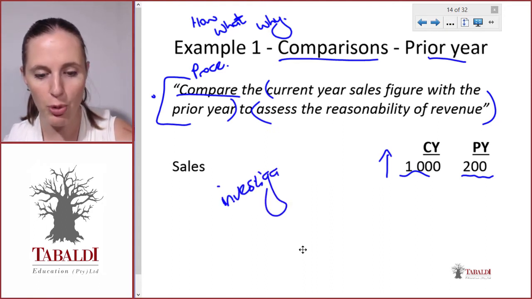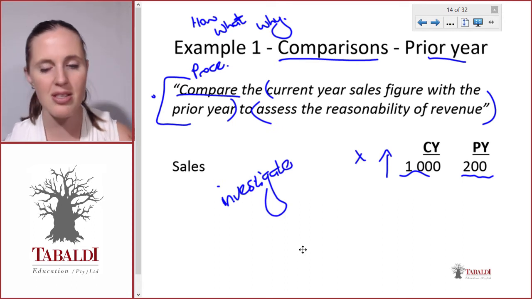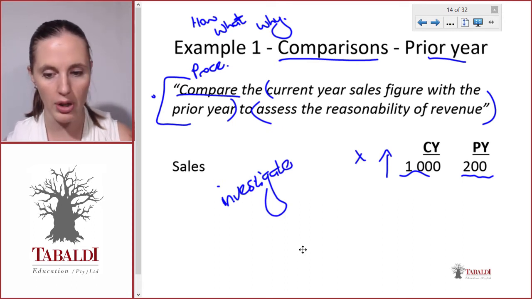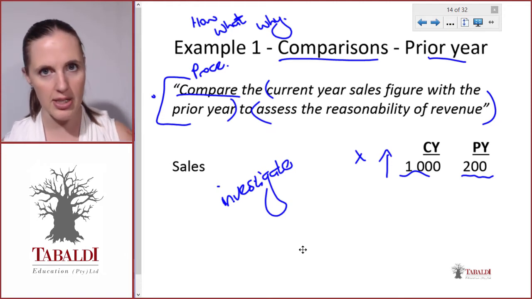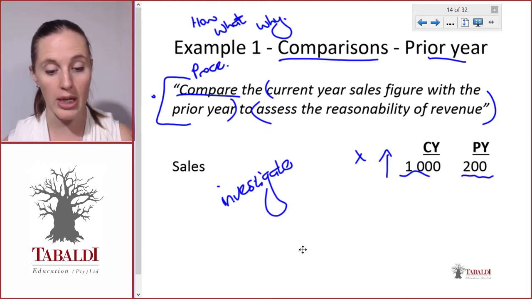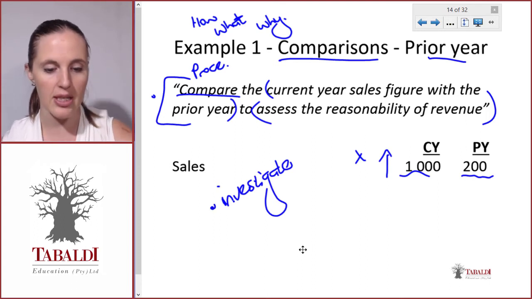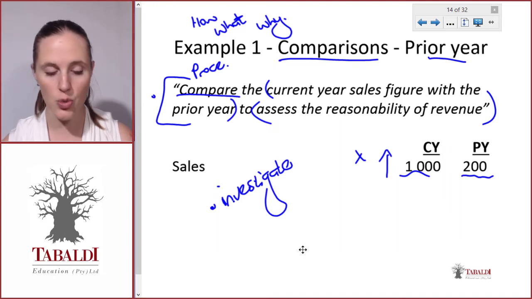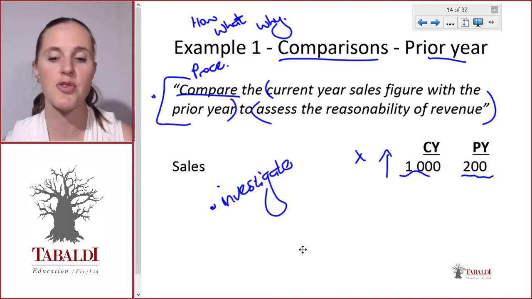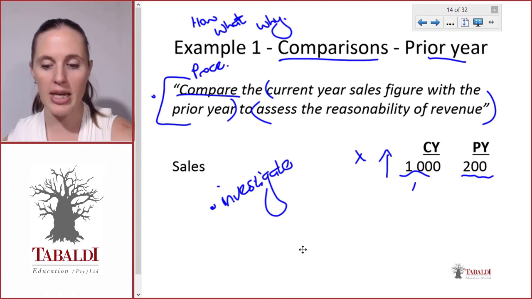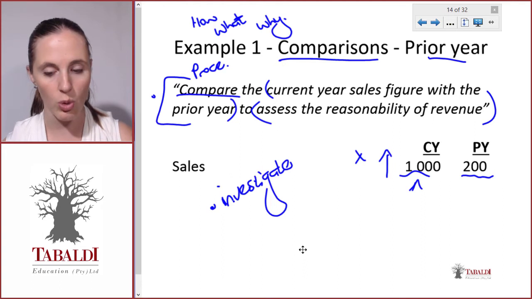Okay, so my starting point would say, I'm sorry, this doesn't seem right. Something seems wrong here. If you follow up with management and you say, I have compared the current year sales figure to the prior, it doesn't seem right. If you go and investigate, you inquire of management, and they say to you, yeah, that's right. We brought out 10 new products onto the market and they've sold really, really well this year. That then gives us an indication that maybe it is right after all.